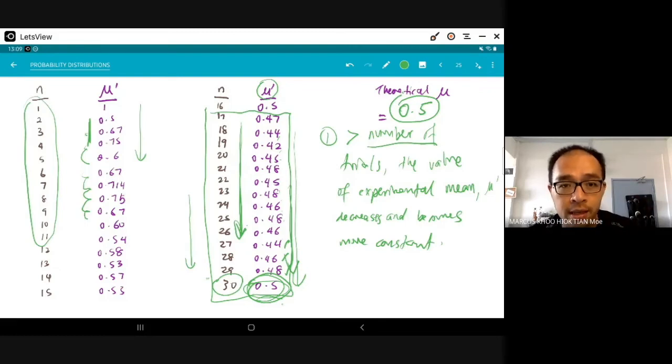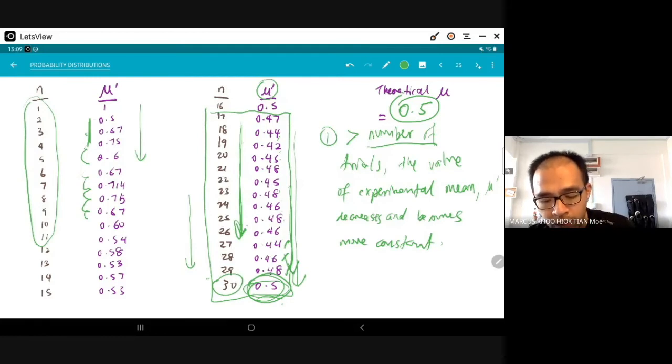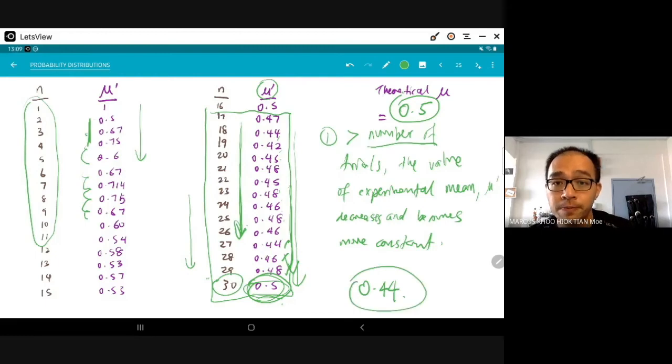When I did this, as I did kan, makin lama kan, my final value was about 0.44. This was my final value. Okay, so it is, yes, correct. It is definitely near to the theoretical mean, but it is a little bit tersasar. Okay, it is a little bit tersasar daripada theoretical mean. So look at your own data. Okay, look at your own data.